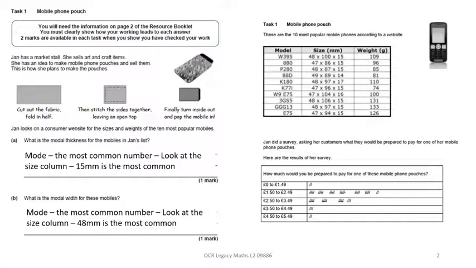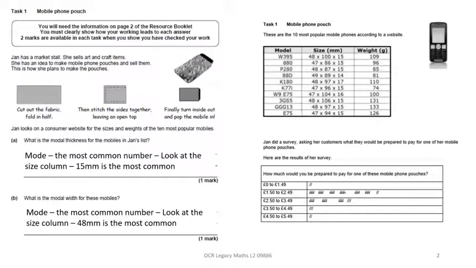You can resource book, but I've actually put everything in as far as I can do, so you've got all the details you need. Essentially, what is the modal thickness? You're looking for the most common number. So look at the size column. 15 millimeters is the most common. That's going to be your mode number.